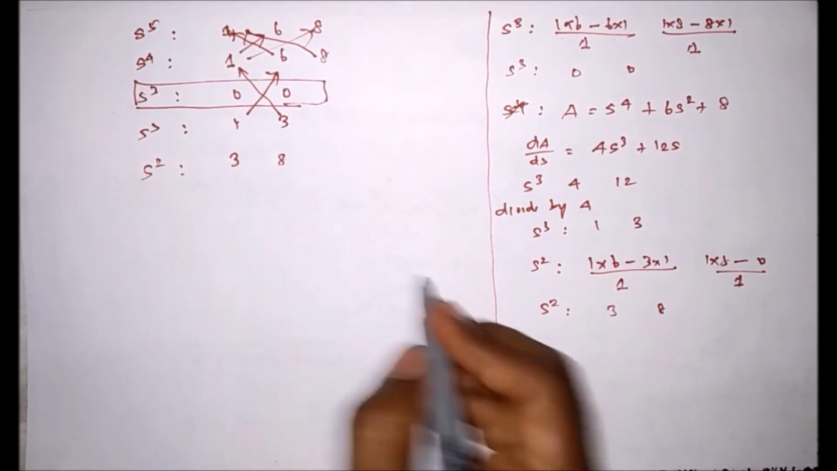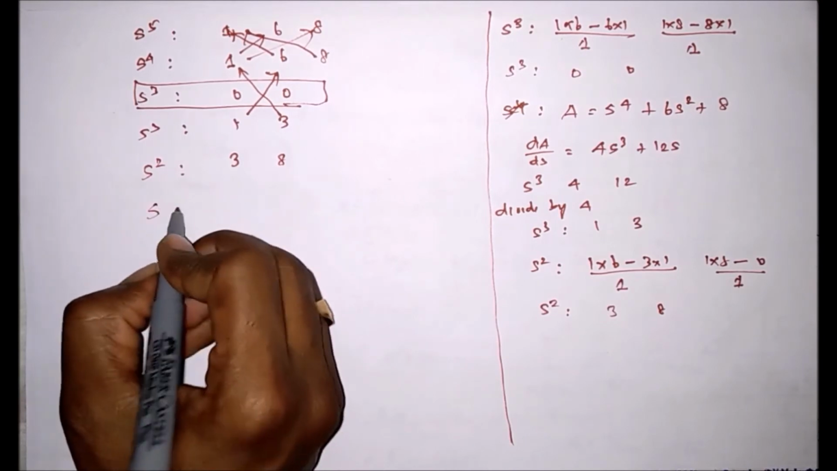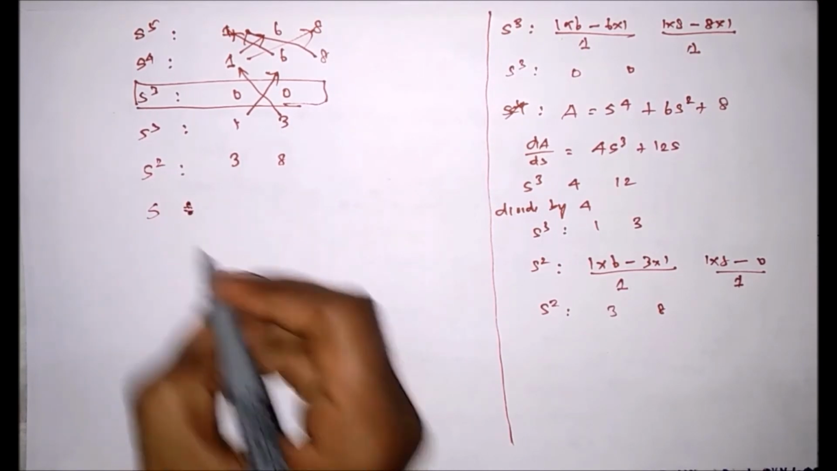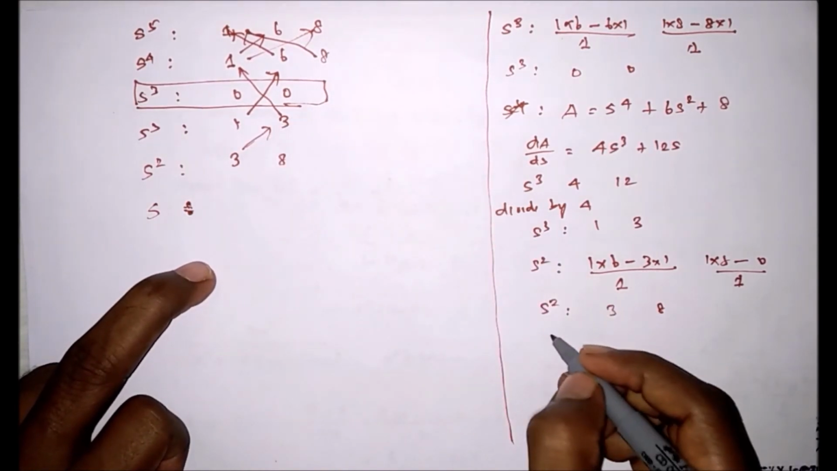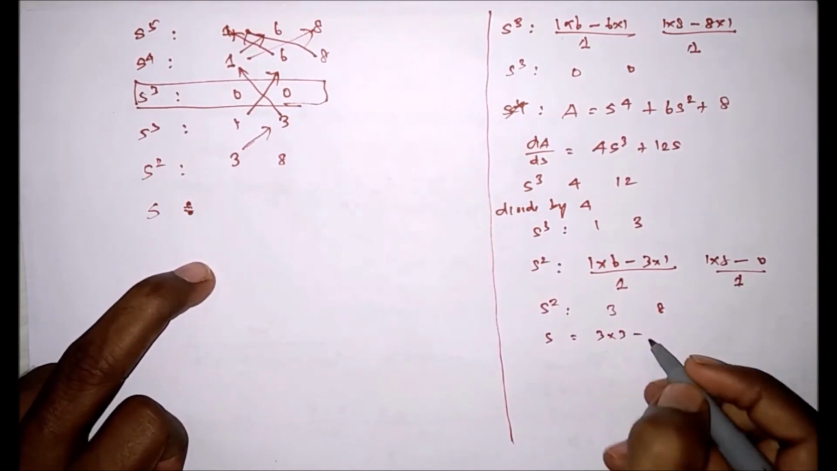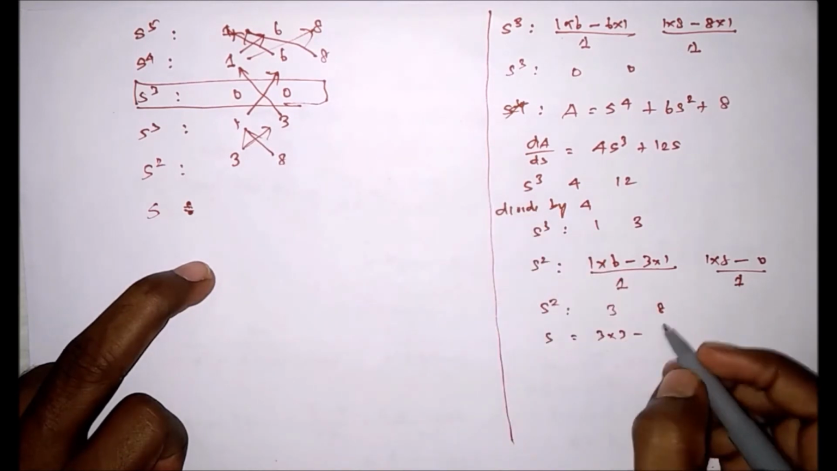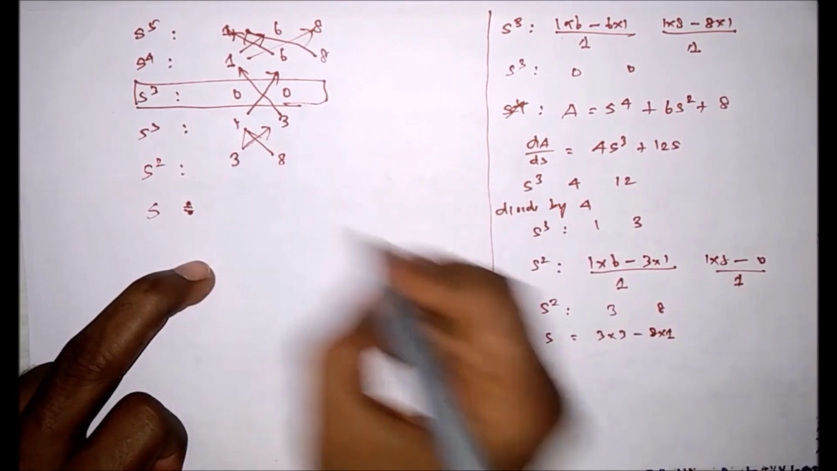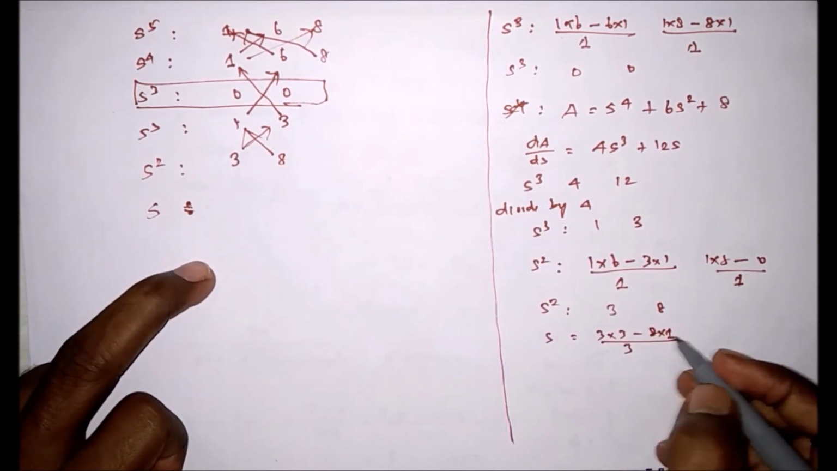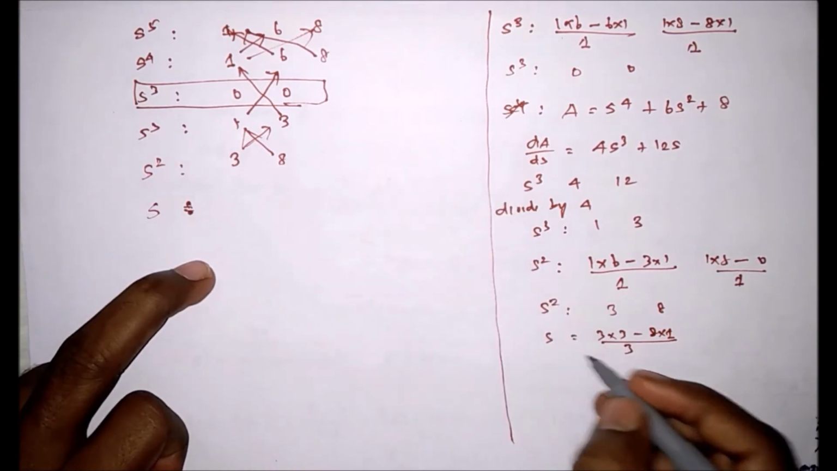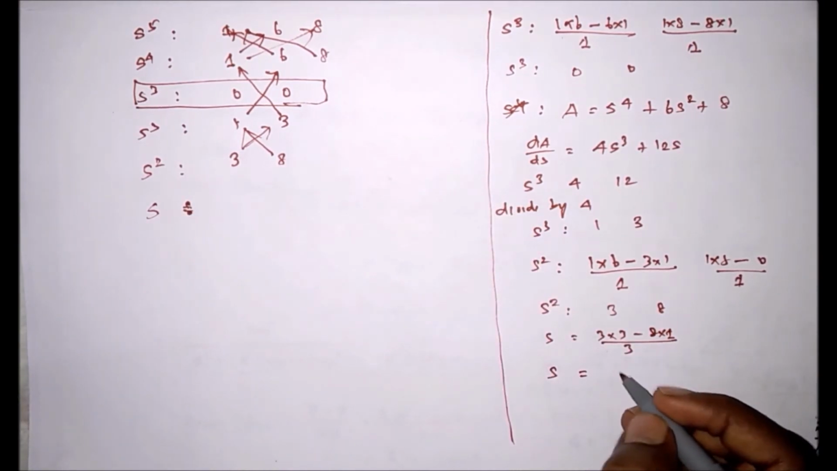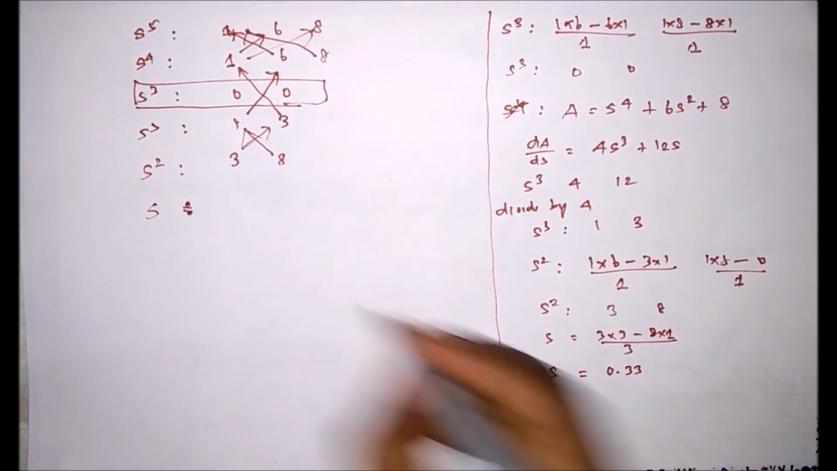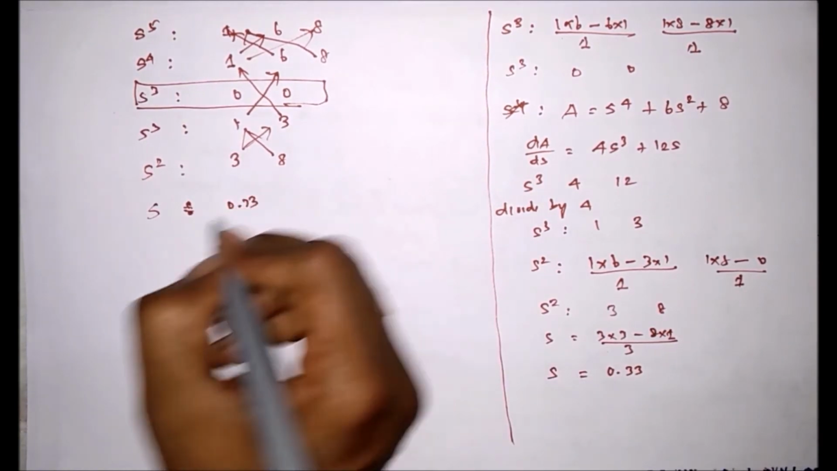Then once again, to get the s power 1 term, we have to take this 3 and multiply with this 3. 3 into 3 minus 3 into 8 into 1, divided by the reference 3. Then there is no value here. Therefore the s term equals 0.33, so here we can substitute 0.33.